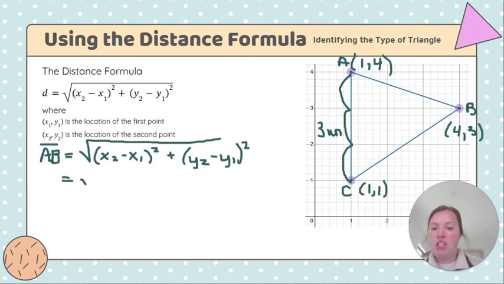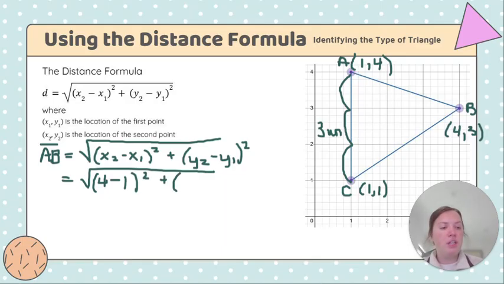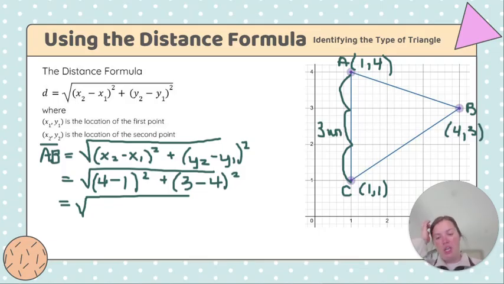So my x2 value is going to be in my second point, which I said is B here. So x2 is 4. And we're subtracting x1, which is 1. And then we're adding, we have y2 here, which is 3, and we're subtracting that from y1, which is 4. Okay, so this is our equation when we have replaced all of the values. Now, PEMDAS tells me that first I need to take care of everything inside the parentheses.